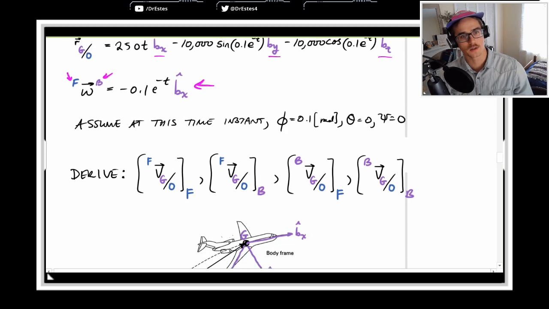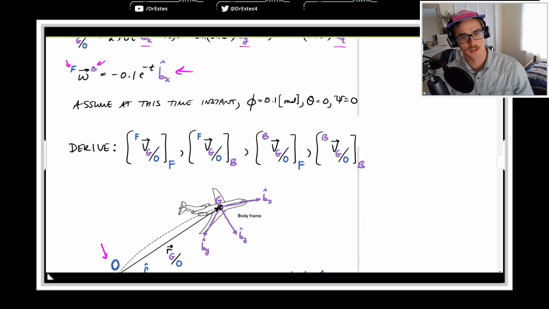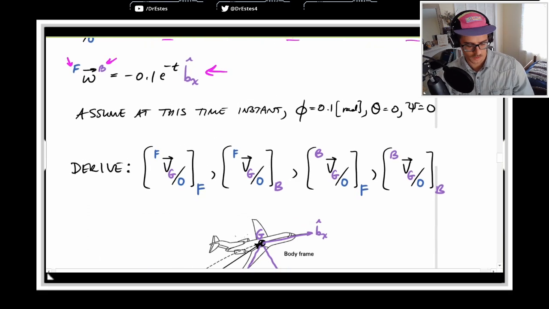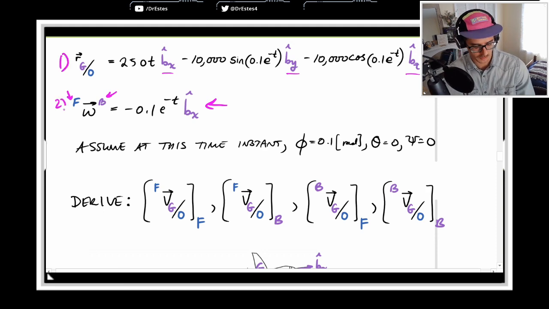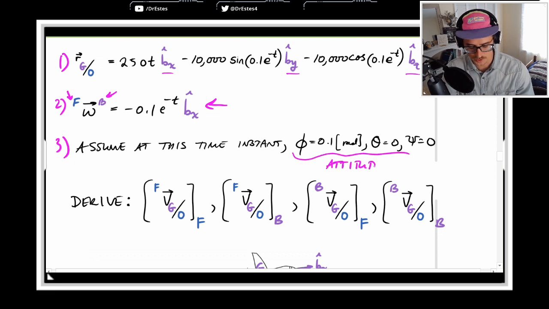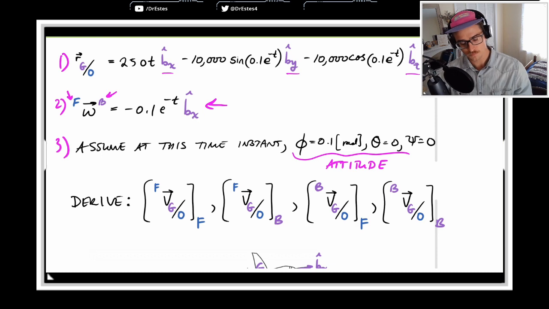So we can see that this is rotating about its BX axis relative to F. So we have the position vector, we have the angular velocity, and we have a third piece of information, which is the attitude of the aircraft at this instant, or the orientation. So attitude, we can express it with Euler angles, we could express it with quaternions, we could use a direction cosine matrix, but the point is we know where this thing is fixed in space right now.